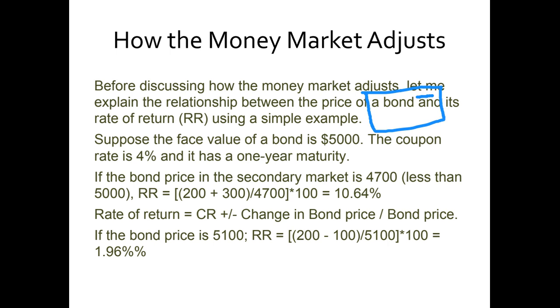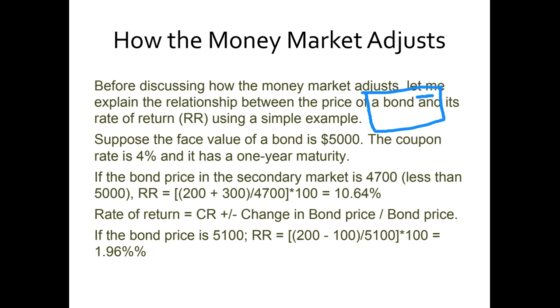If everyone is selling bonds, then the price of bond will decrease. That is, price lower than the face value. If we all want to buy bonds because we have more money, then the price of bond will increase. So let's take both cases. Suppose the bond price in the secondary market is 4,700, that simply suggests that people are selling bonds. That is why the price is lower than the face value, less than 5,000.